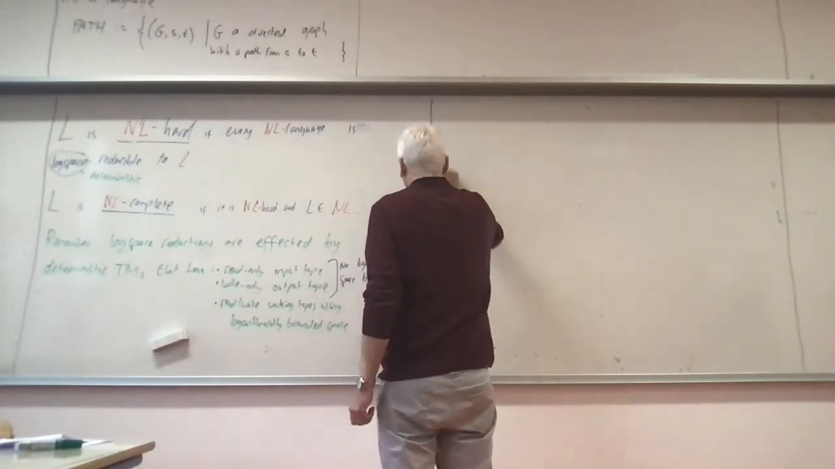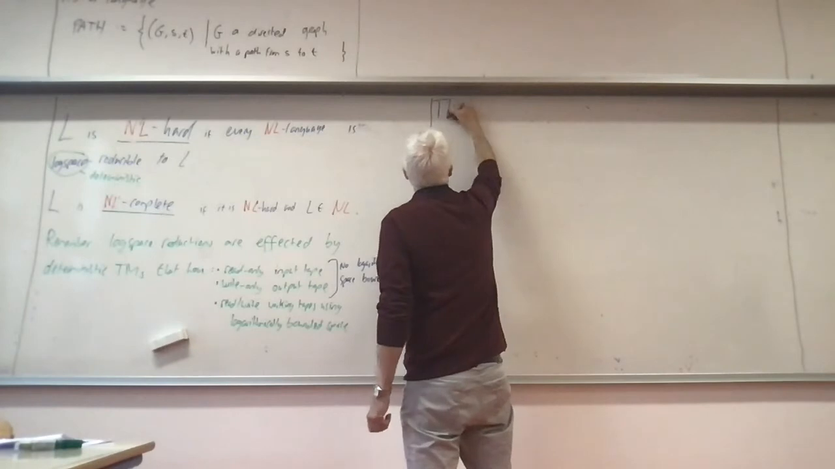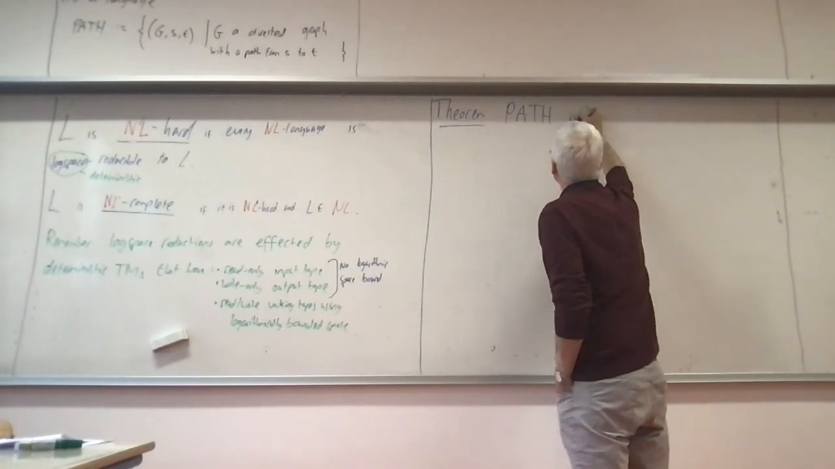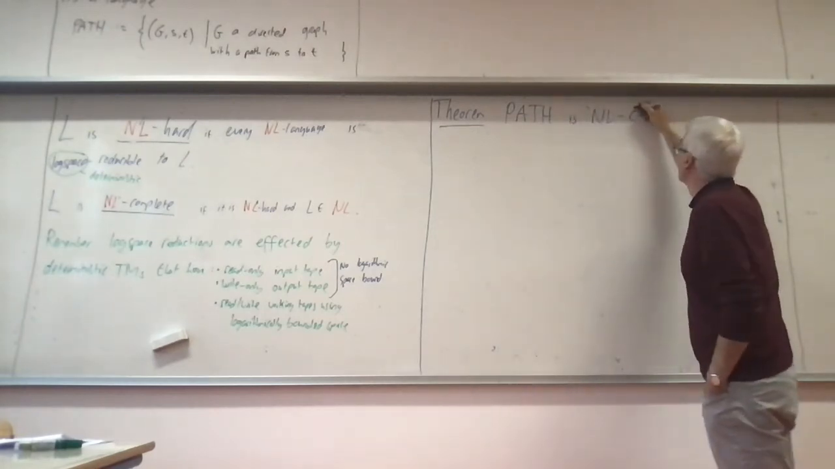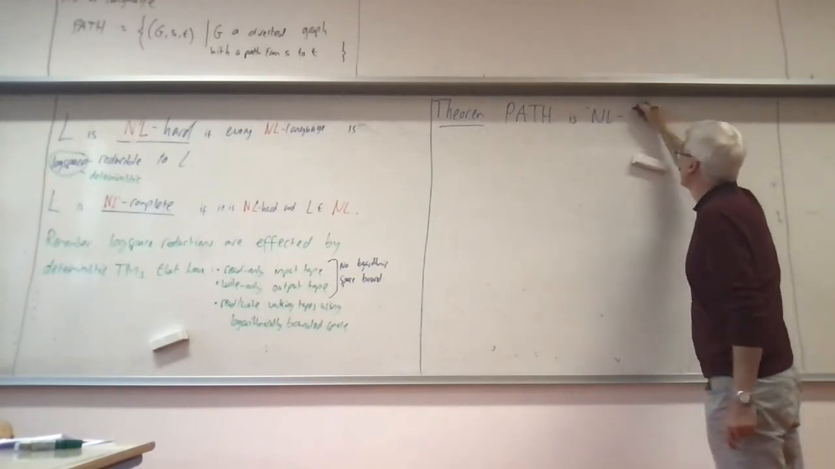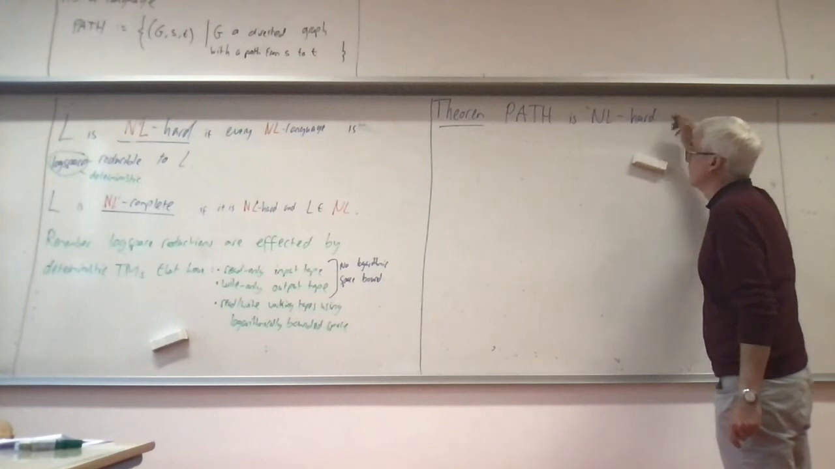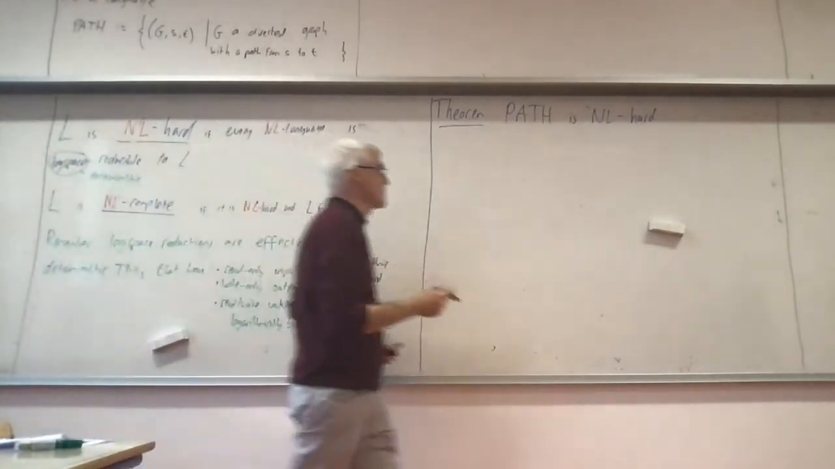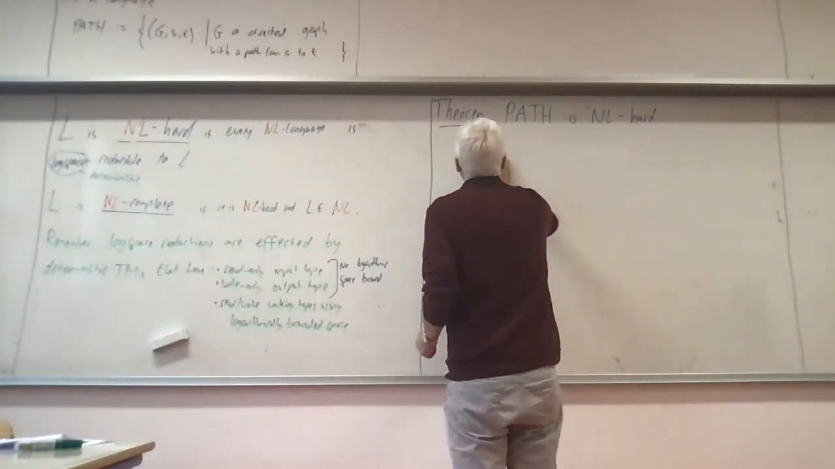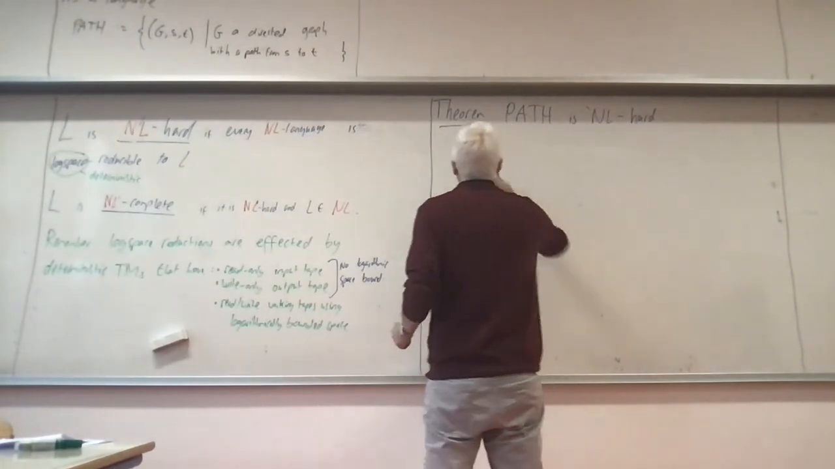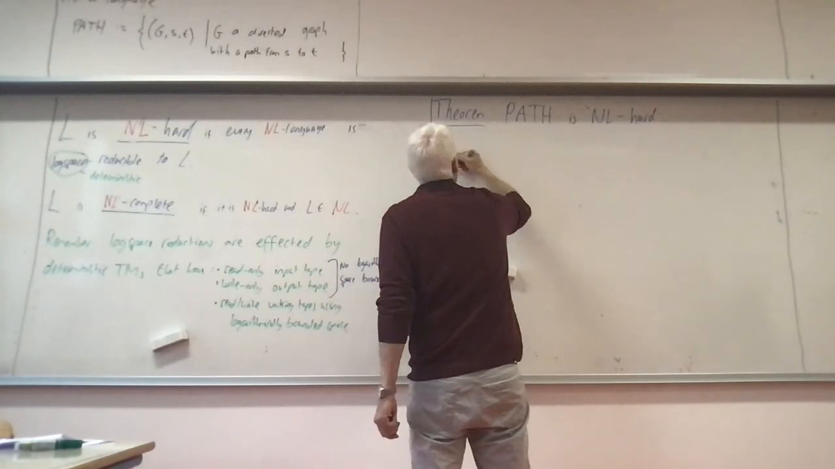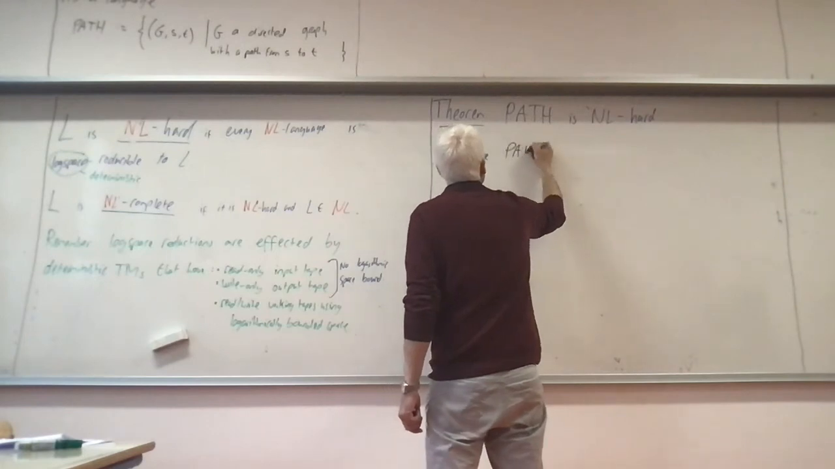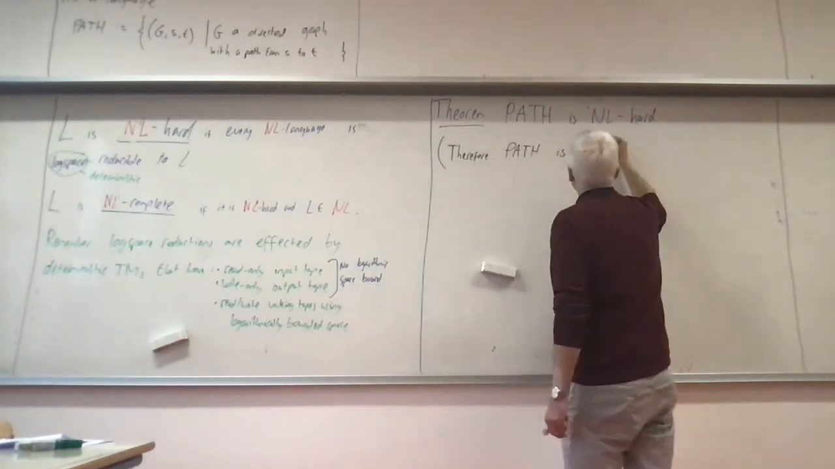Now, our main theorem: path is hard for non-deterministic log space languages. Path is NL-hard. And since we've already proved that path is in NL, we've given it a non-deterministic logarithmic space algorithm, the one that was non-deterministically searching the graph and remembering the length of the path and the current node, therefore path is NL complete.